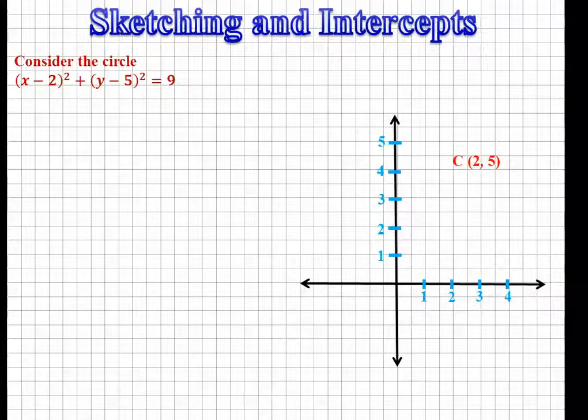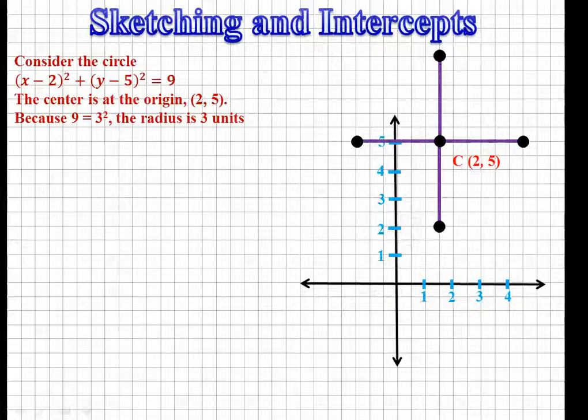So let's consider this circle: (x − 2)² + (y − 5)² = 9. I've put up here that my center is going to be the point (2, 5), and I know that just by looking at my equation. And remember, you're always going to have the opposite. Whatever the sign is in front of the number, you're going to use the opposite. So this is a positive 2 and a positive 5. So that's going to be my center. And there you go, I went ahead and plotted a point there.